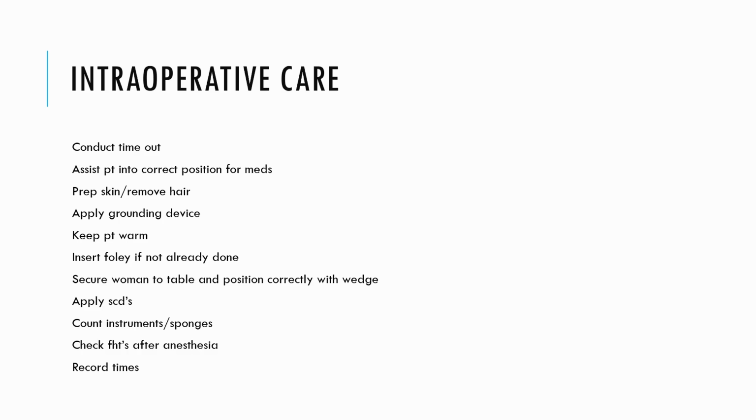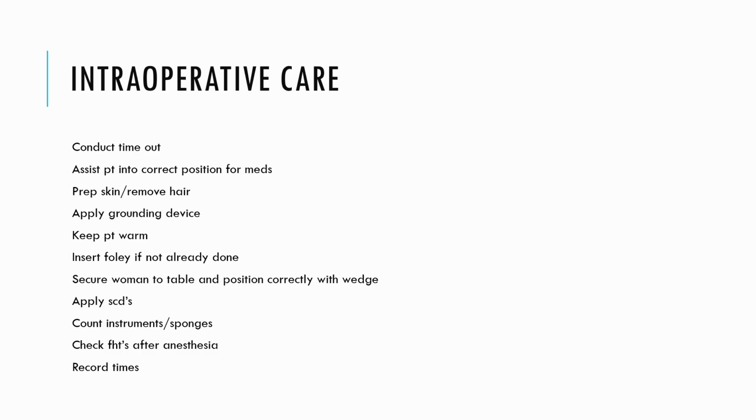Position her and secure her onto the table. So she's going to be positioned with a wedge under her right hip or right buttocks. That will tilt her onto her left side. Put on SCDs to help decrease her risk of blood clots.